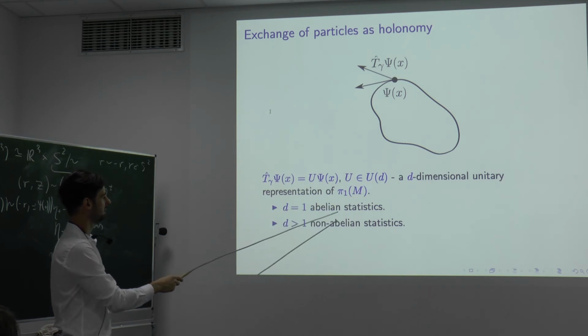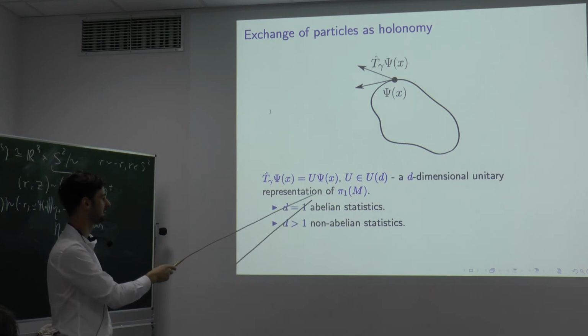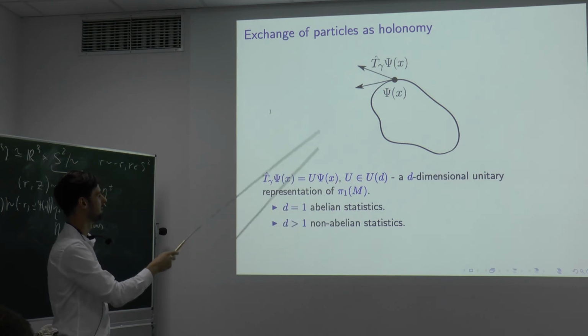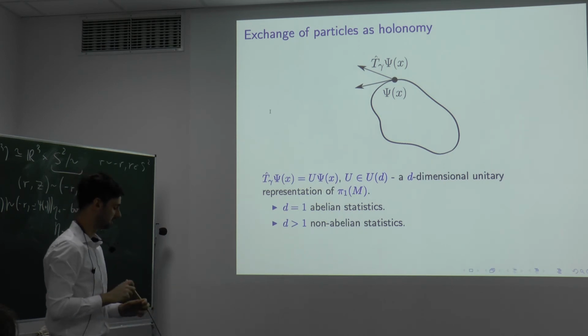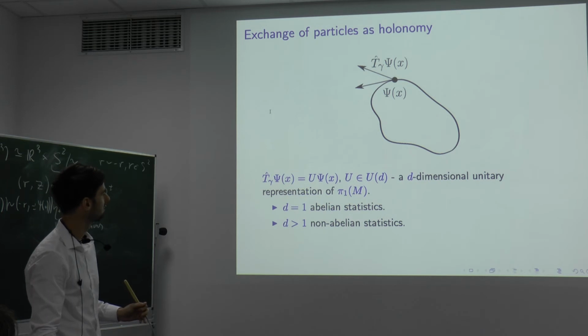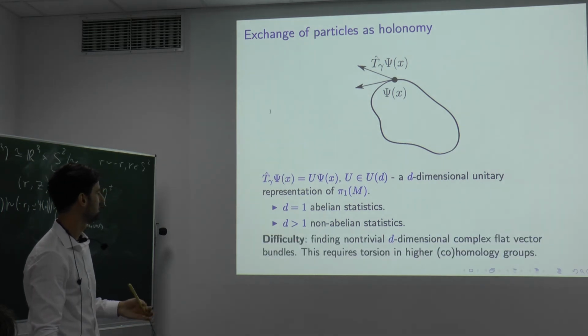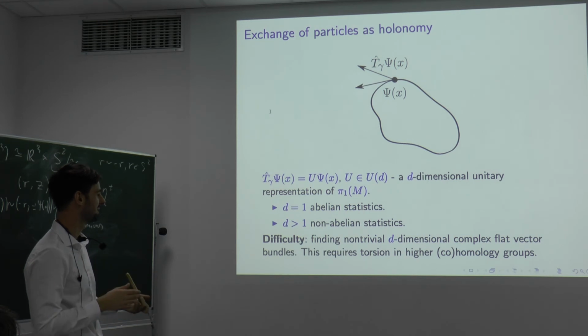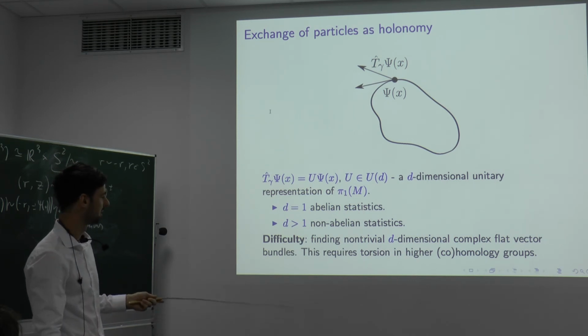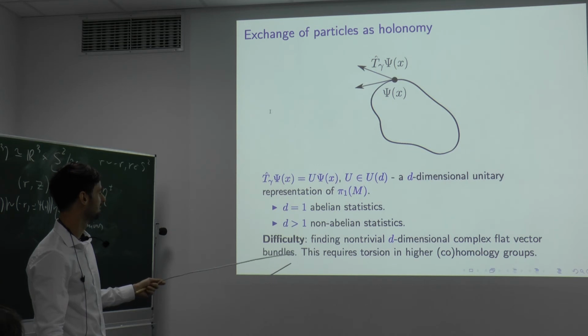So for d equal to 1, if we have one-dimensional representations, then we have abelian statistics. If the wave function has more components, then we have some non-abelian statistics. But there's a significant difficulty in this approach, because finding those non-trivial d-dimensional complex flat vector bundles is difficult. In general, we do not know if they exist, but what tells us that they might exist is the torsion in the higher cohomology groups.